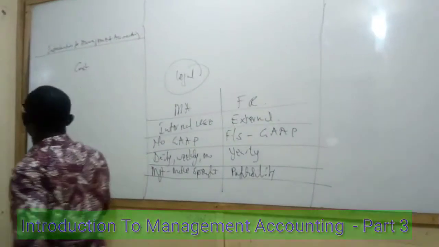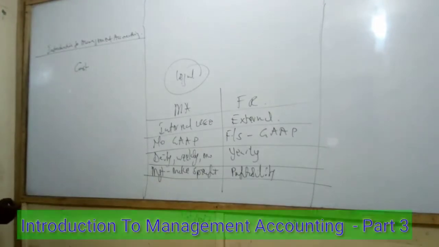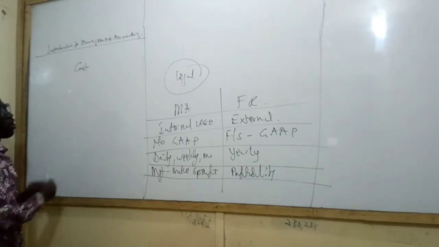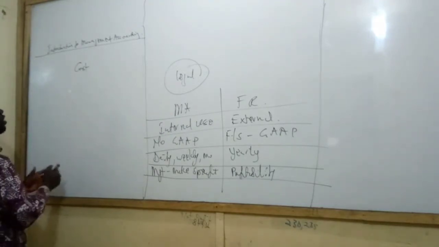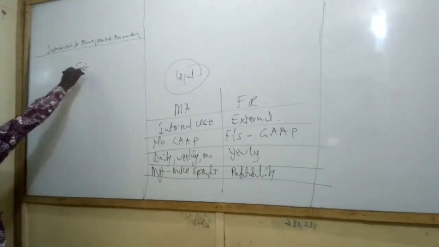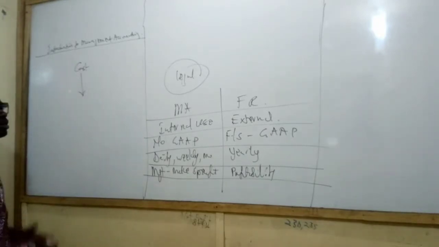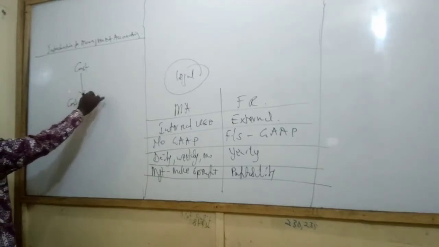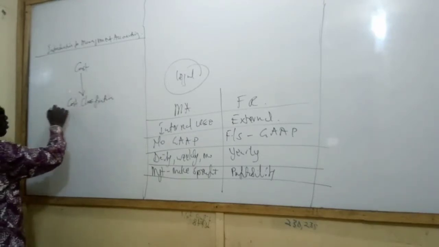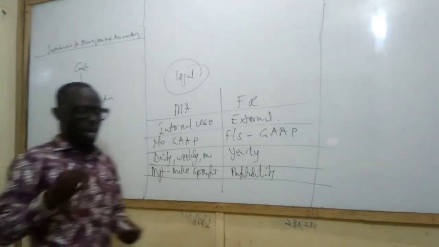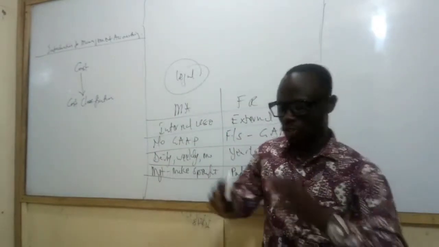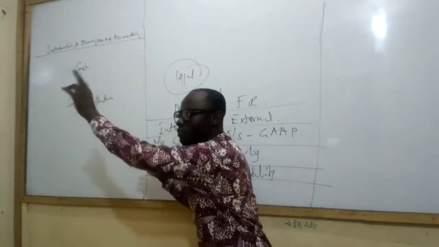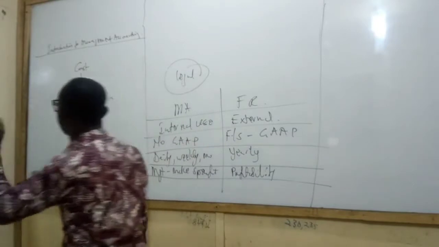Then another question that we need to ask ourselves is, how are costs classified? Generally, costs are classified into various forms based on certain nature. So let's look at cost classification. Classification of cost simply has to do with the grouping of costs based on certain features.